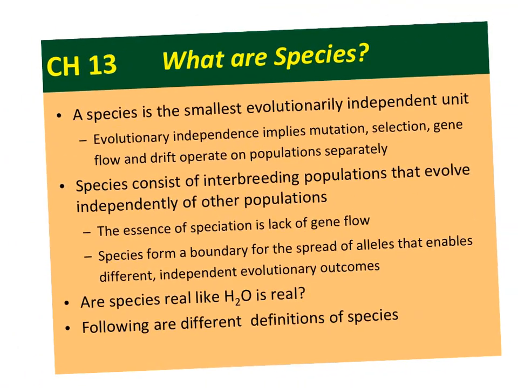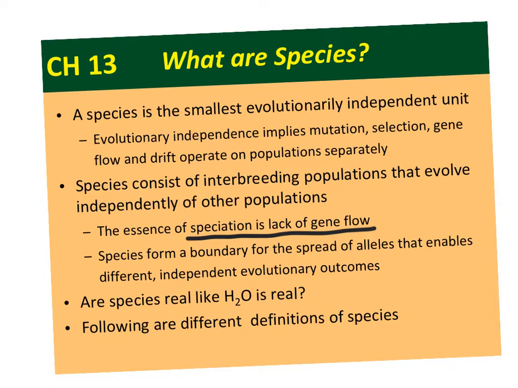Okay, so in a definition, a species is the most evolutionarily independent unit. Okay, actually, it's probably populations, but for our talk, evolutionary independence implies that all the different forces in evolution are separate, like mutation, selection, gene flow and drift operate on populations separately. Species consist of interbreeding populations that evolve independently of other populations. The essence of speciation is a lack of gene flow. Okay, this is reproductive isolation. Species form a boundary between each other because there's no gene flow going on.